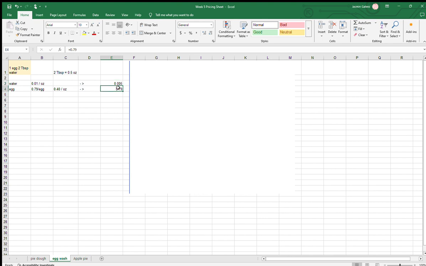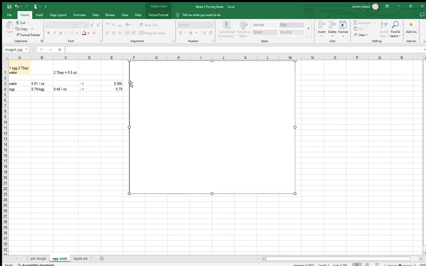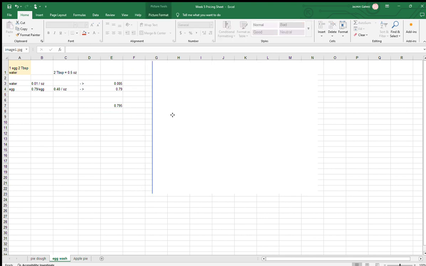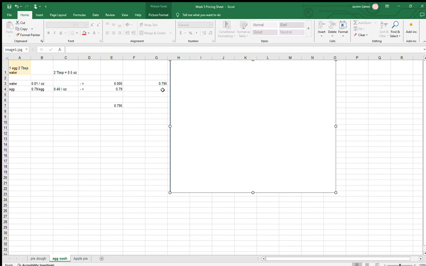Now we have the individual, this would be our extension. So with our extension, what do we need? We need a total cost. How do we find the total cost? Adding together the total amounts of the ingredients. So 0.005 plus 0.79 is equal to 0.795, which is what we got right there.